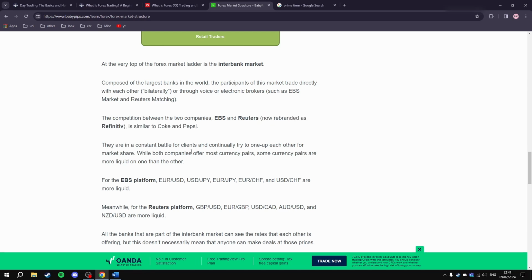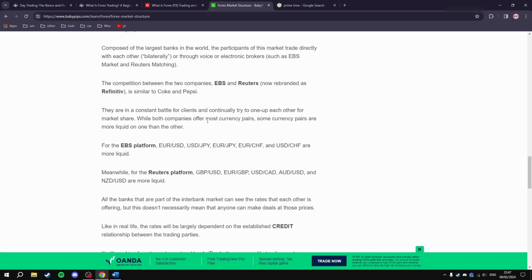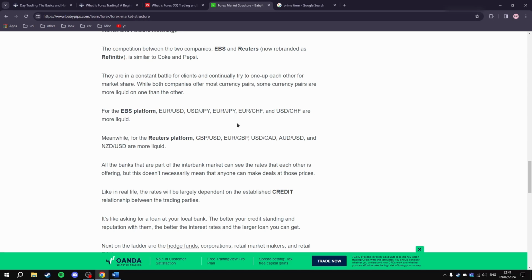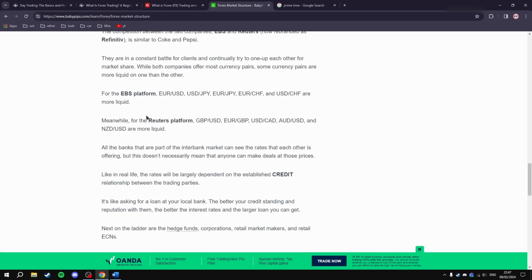They are in a constant battle for clients and continually try to one-up each other for market share. Whilst both companies offer most currency pairs, some currency pairs are more liquid on one than the other. For the EBS platform, EUR-USD, USD-JPY, EUR-JPY, EUR-CHF and USD-CHF are the more liquid. Meanwhile, for the Reuters platform, GBP-USD, EUR-GBP, USD-CAD, AUD-USD and NZD-USD are more liquid. So there's basically no overlap of the currencies between them.